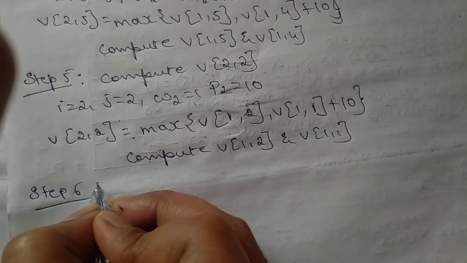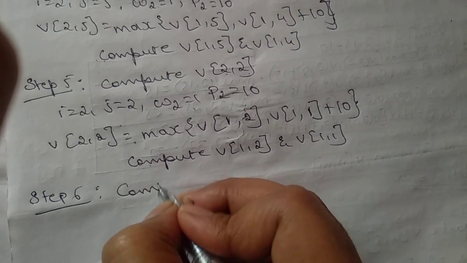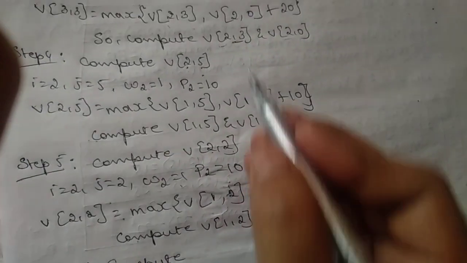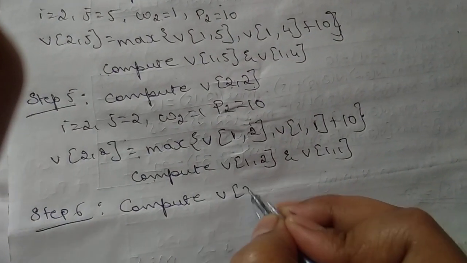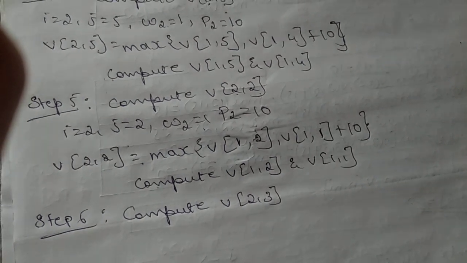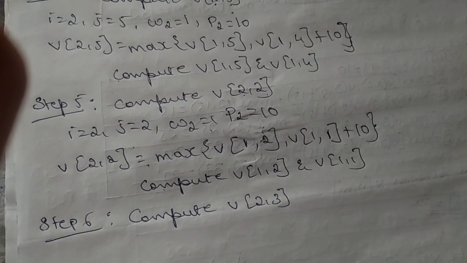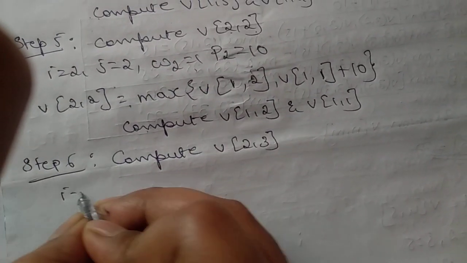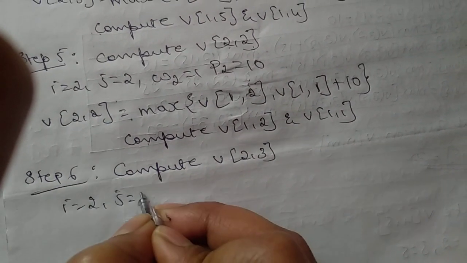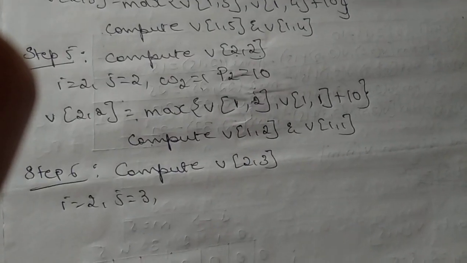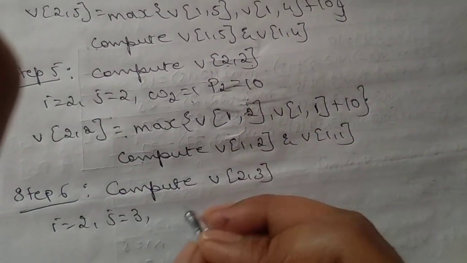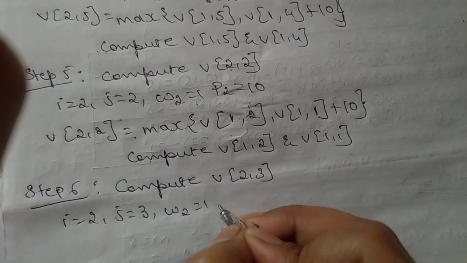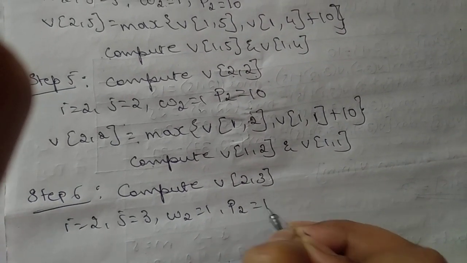I'll go to step 6. Compute v of 2 comma 3. v of 2 comma 3 means i is equal to 2, j is equal to 3. i is equal to 2 means again here we have the values w2 is equal to 1 and p2 is equal to 10.